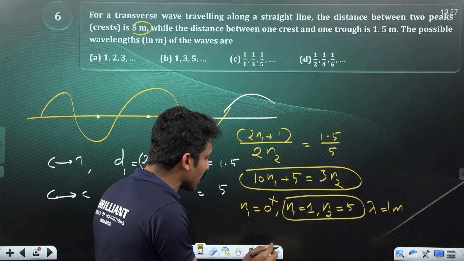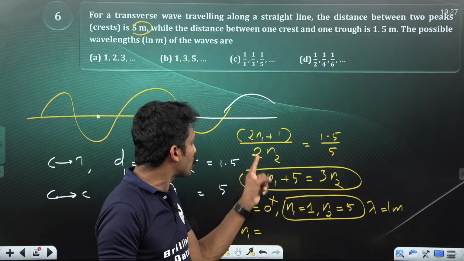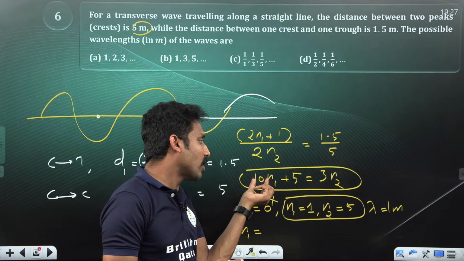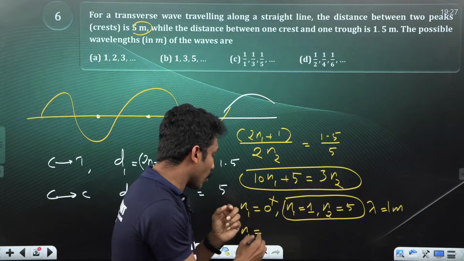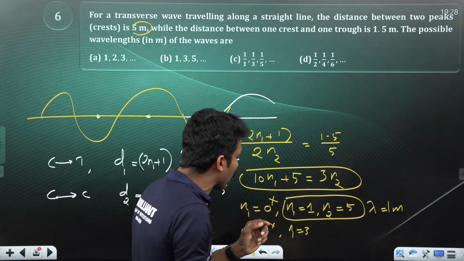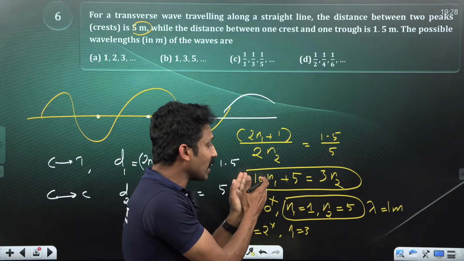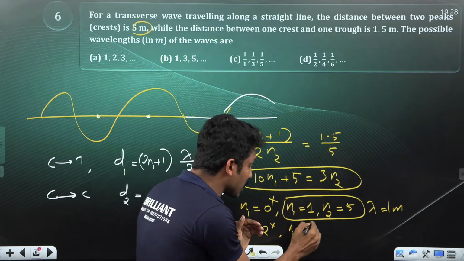And the next possibility is n1 is equal to 2. Suppose n1 is equal to 2, check it. This is 20 plus 5, and 25 divided by 3 is not an integer. So n1 equal to 2 is not possible. Now n1 is equal to 3, you check. This is 30 plus 5, 35 by 3 is not an integer. So this is not possible.